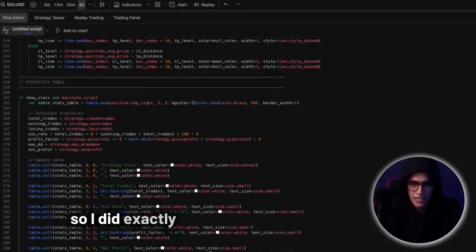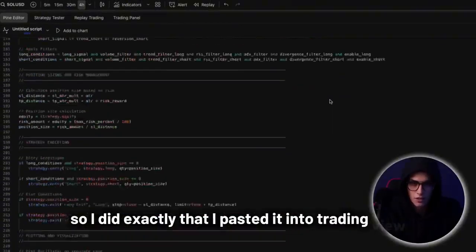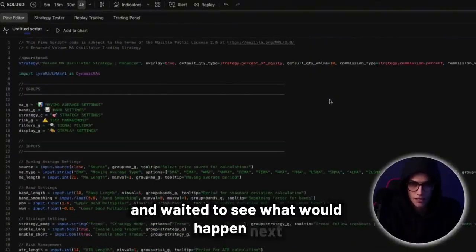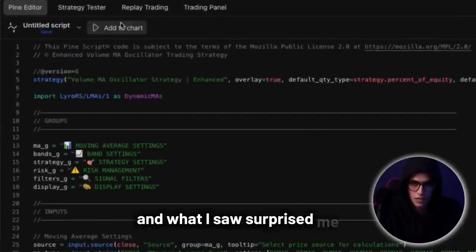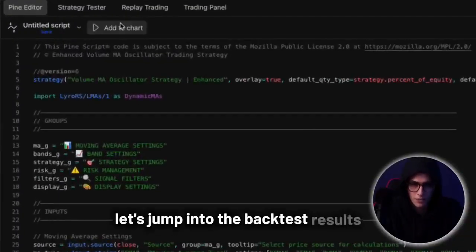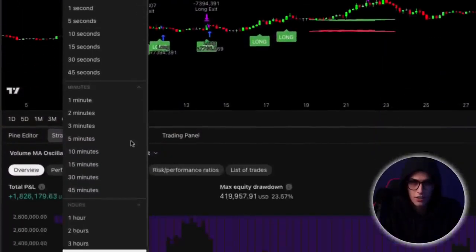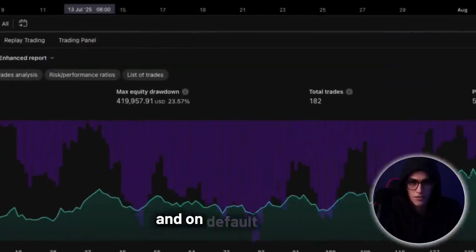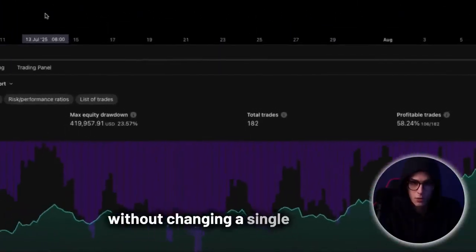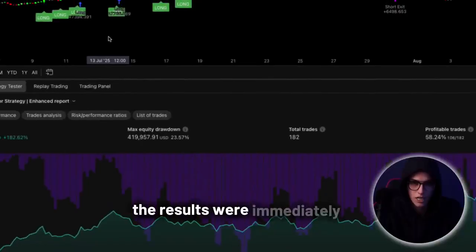So I did exactly that. I pasted it into TradingView and waited to see what would happen next. And what I saw surprised me. Let's jump into the backtest results. The chart was set to Solana on the 4-hour time frame, and on default settings, without changing a single parameter, the results were immediately impressive.